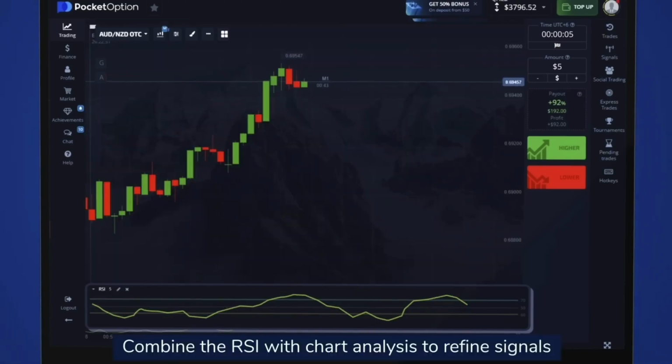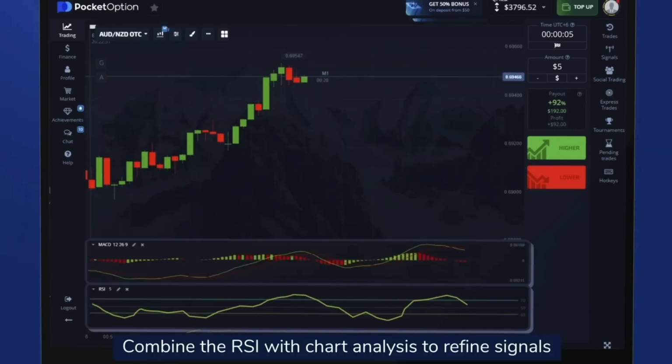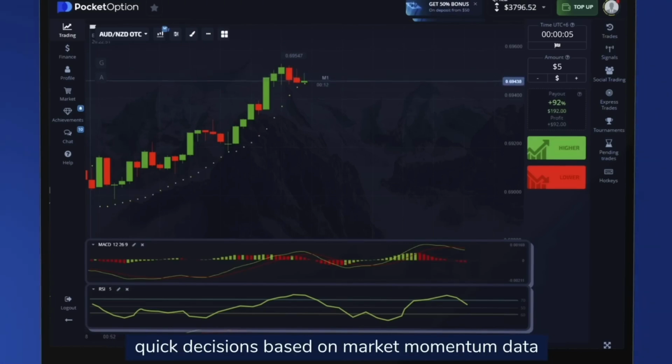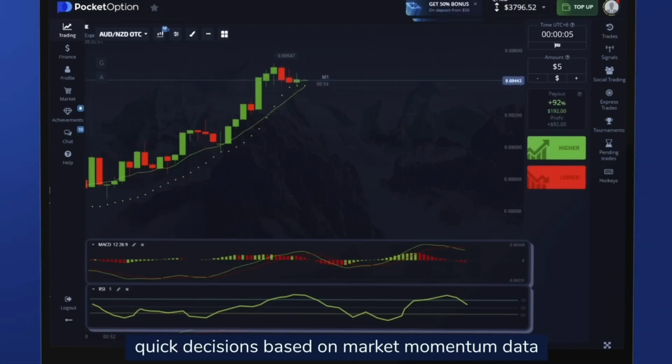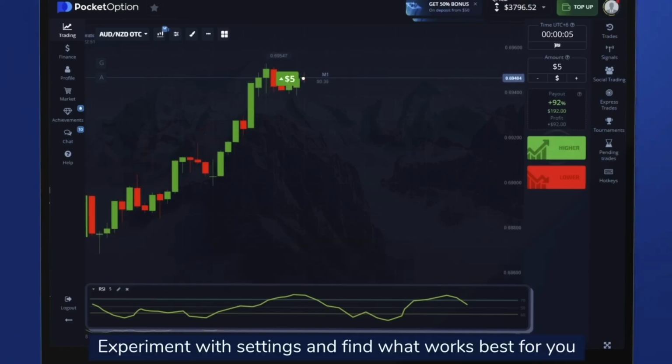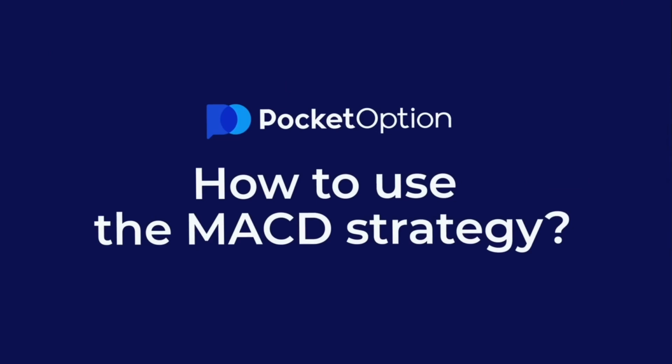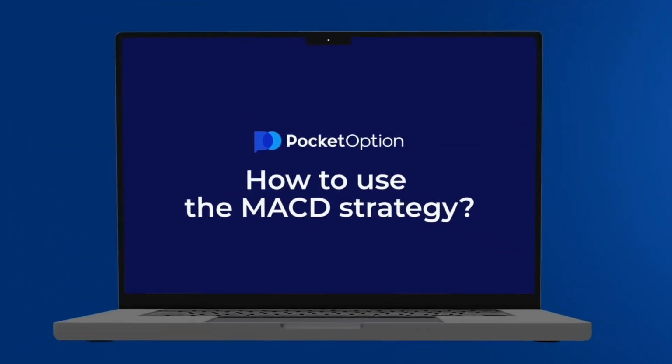And combine the RSI with chart analysis to refine the signals. RSI can significantly improve your ability to make quick decisions based on the market momentum data. Experiment with settings and find what works best for you. How to use the MACD strategy.